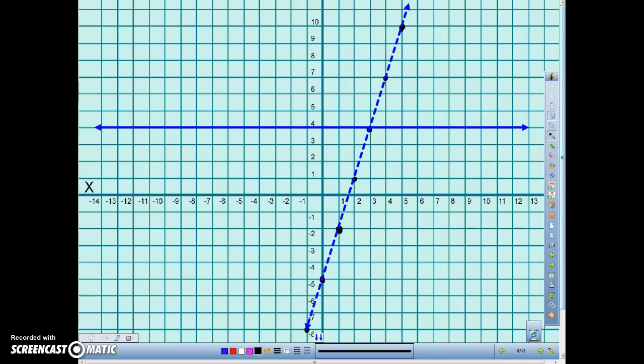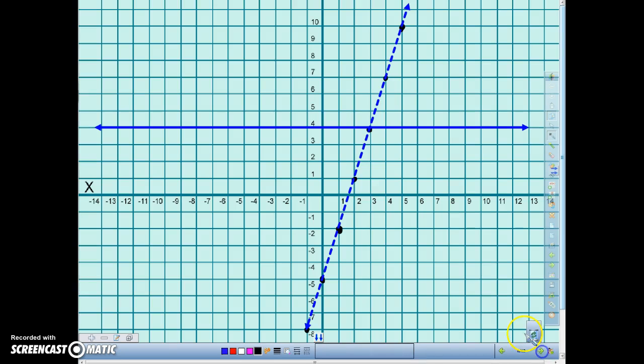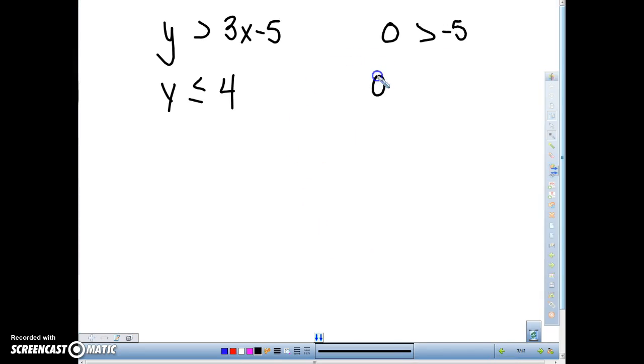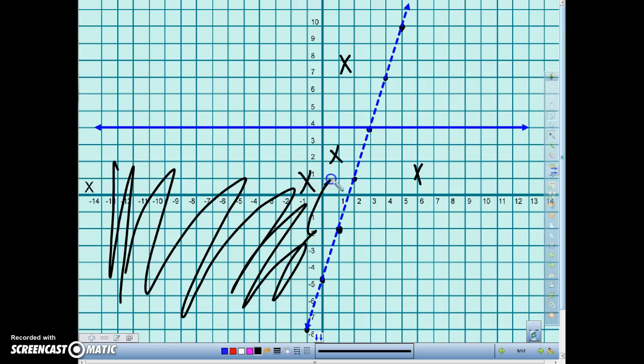The second one was a solid line at y equals 4, so right here. If we plug in 0, 0, we get 0 is greater than -5 for the first one, which is true. So this is our first one. 0, 0 is true, so here or here. The second one, 0 is less than or equal to 4, again true. So below the line, this is our one with 2 x's.